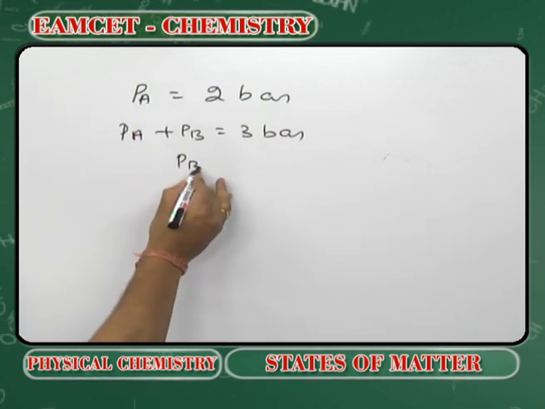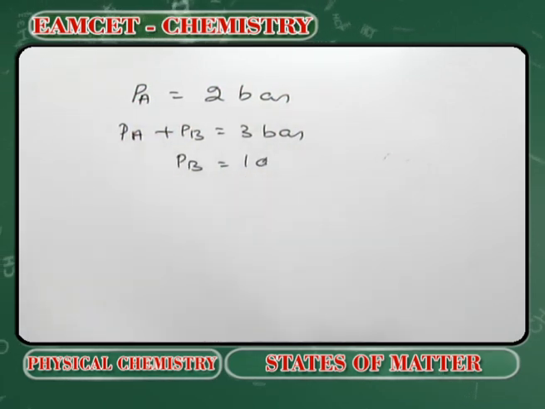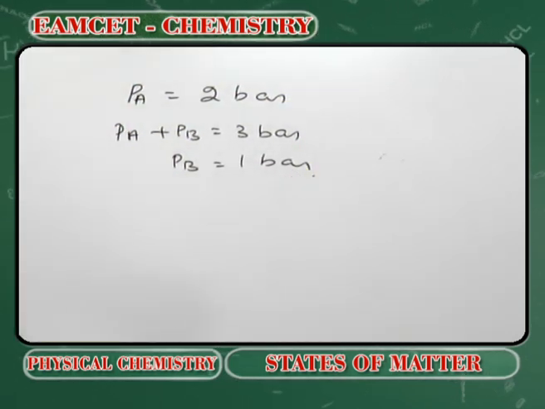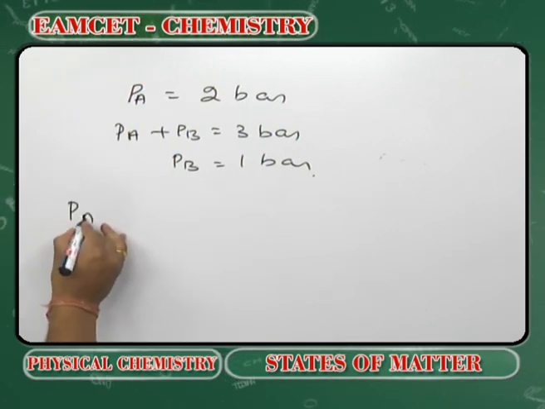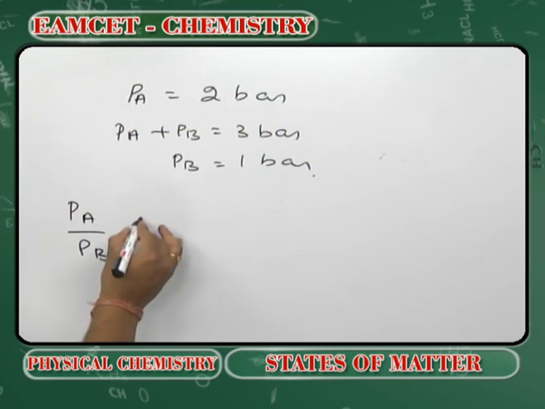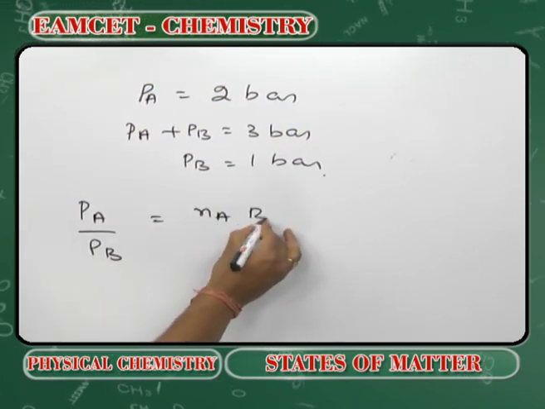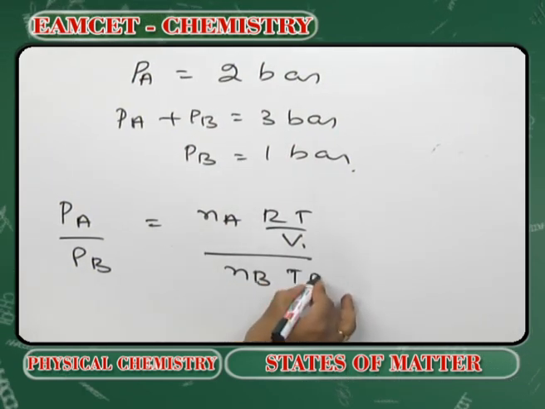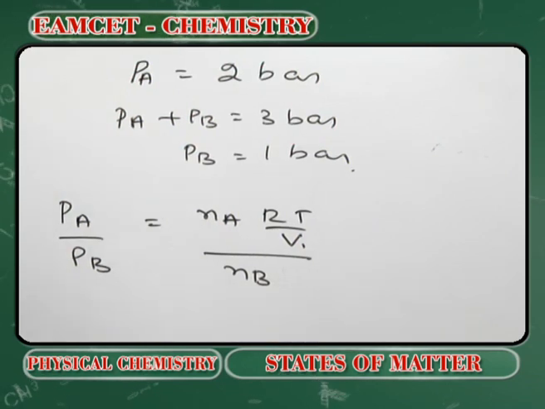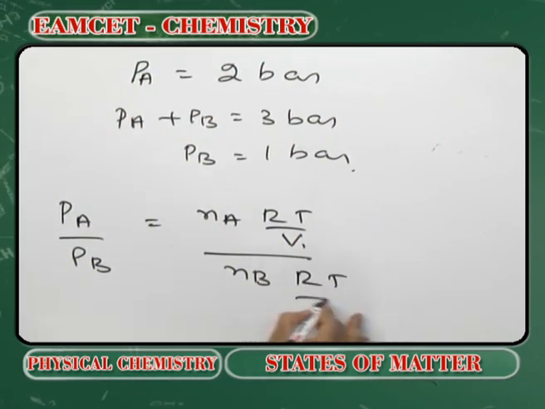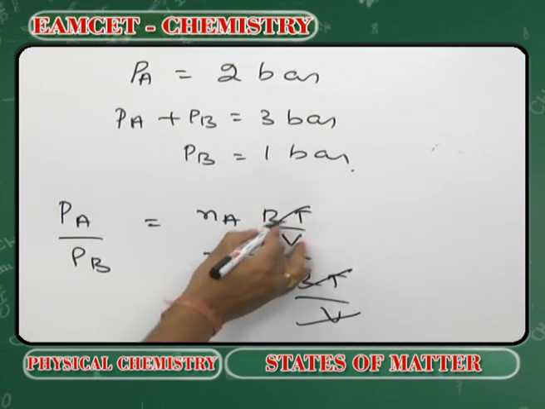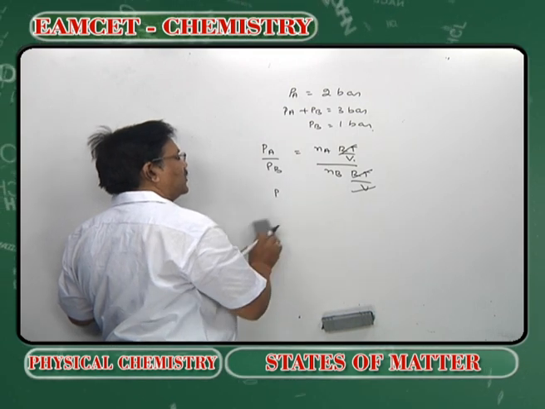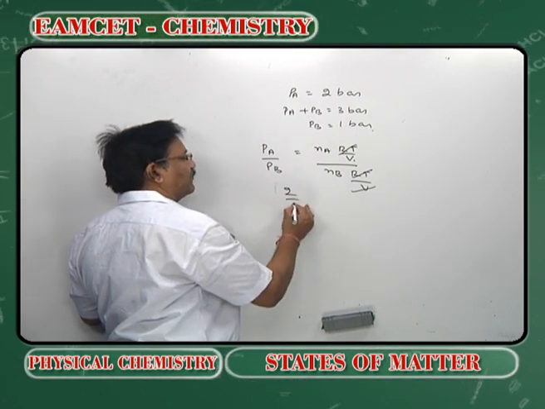Pressure due to B is equal to 1 bar. Now coming to PA by PB, which is equal to NA RT by V divided by NB RT by V. What are kept constant here? Temperature and volume are constant, so they cancel out. PA by PB, this ratio is 2 by 1.